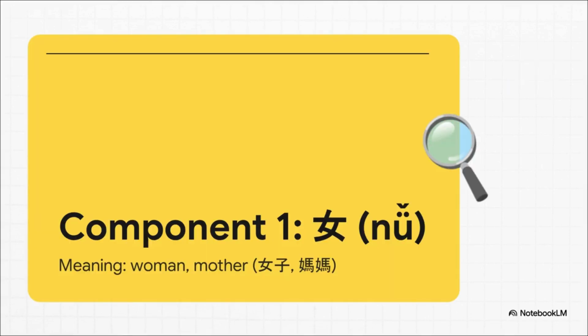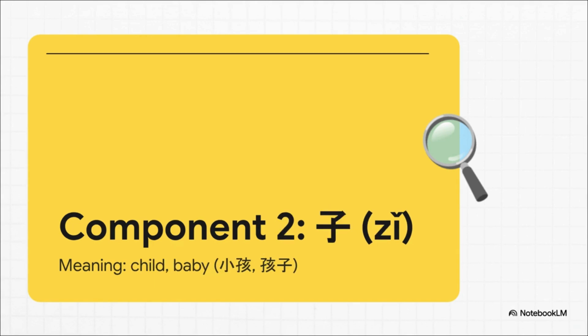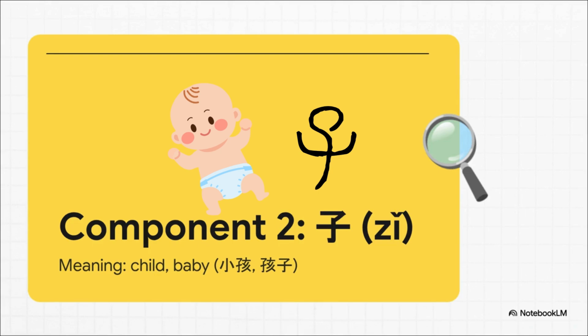The first piece, the one on the left, is nu. This character means woman or mother. It's basically a stylized picture that's evolved over thousands of years from a drawing of a female figure. And on the right, we've got our second component. This character is zi, and it means child or baby. And again, this is another ancient picture, one that originally looked like a baby with a big head and its arms stretched out. So we have a woman, and we have a child.